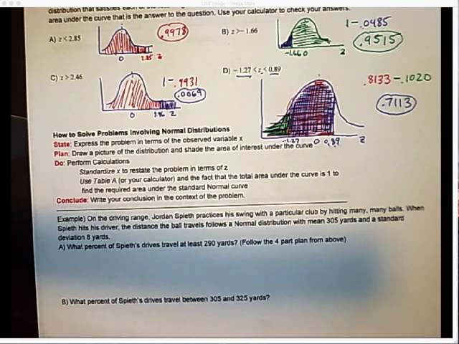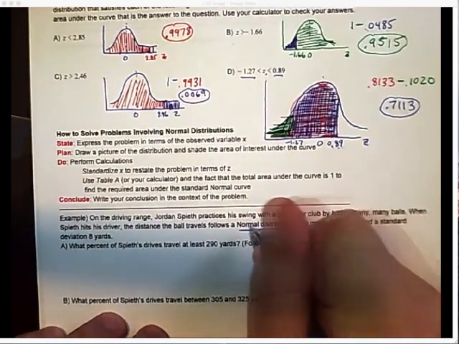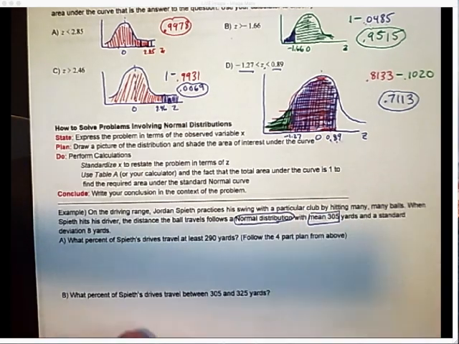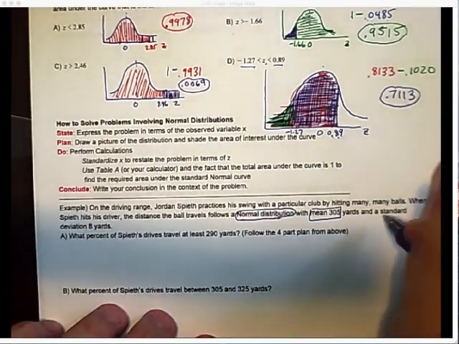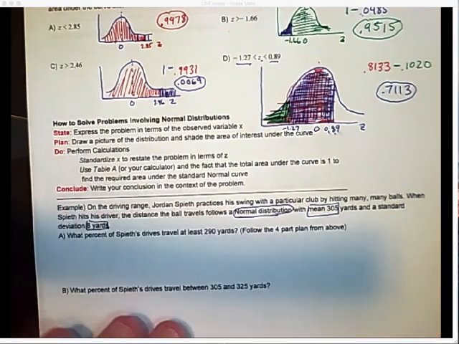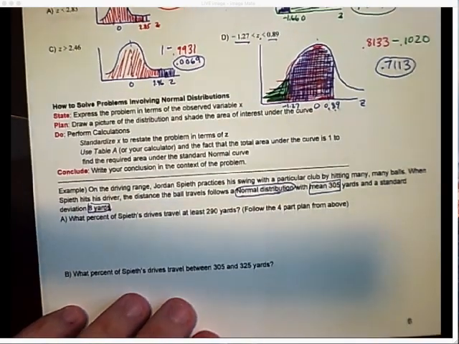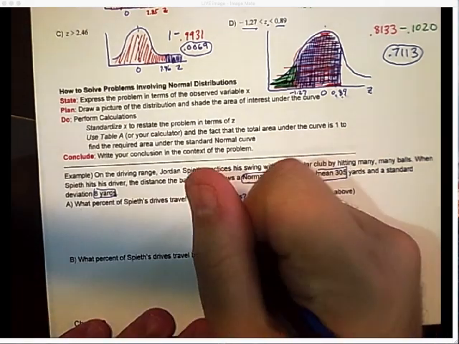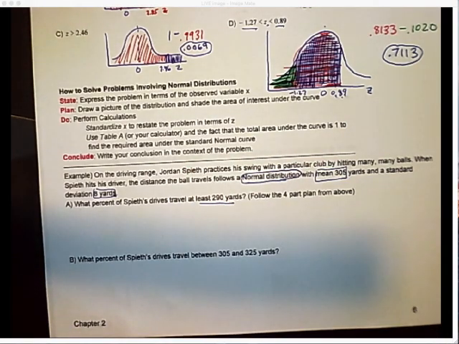So this first example says, on the driving range, Jordan Spieth practices swing with a particular club, hitting many, many balls. When Spieth hits his driver, the distance the ball travels follows a normal distribution, with a mean of 305 and a standard deviation of 8 yards. It says, what percent of Spieth drives travel at least 290 yards? What does this mean? It means 290 yards or more.